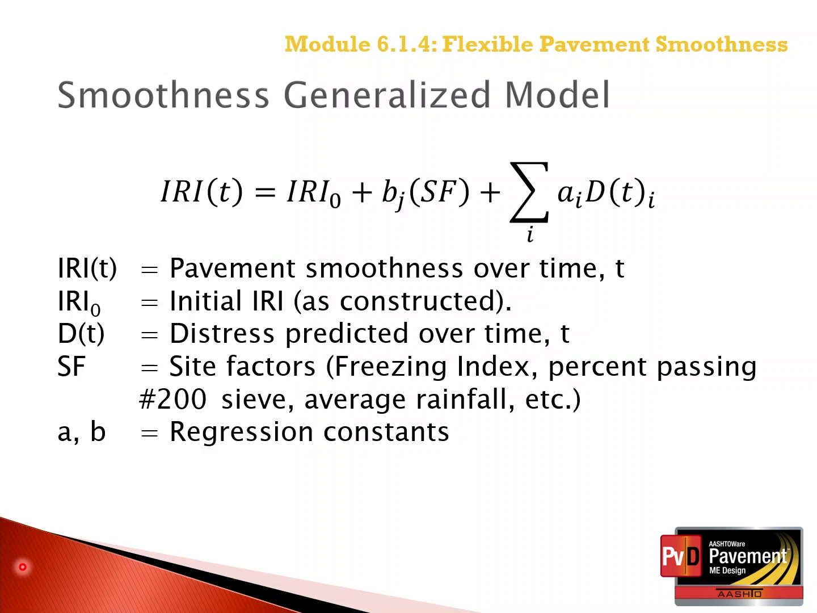The IRI predicted over time is based on the initial IRI measured after construction, the structural distresses predicted over time, multiple structural distresses predicted over time, the site factor that is related to the subgrade site properties and climate, and then the regression coefficients or constants of the dependent variables for the site factor as well as each of the individual structural distresses.